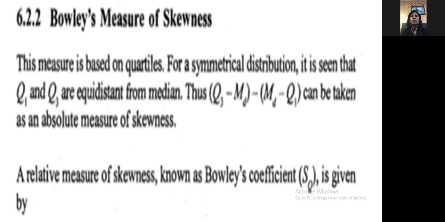The next measure is Bowley's measure of skewness. This measure is based on quartile values. For a symmetrical distribution, Q1, Q2, and Q3 are calculated to find the value of this relative measure, which we call Bowley's coefficient of skewness, that is SQ. So for this, we have to find Q1, Q2, and Q3. After calculating these values, we have to find their difference from the given average we have.